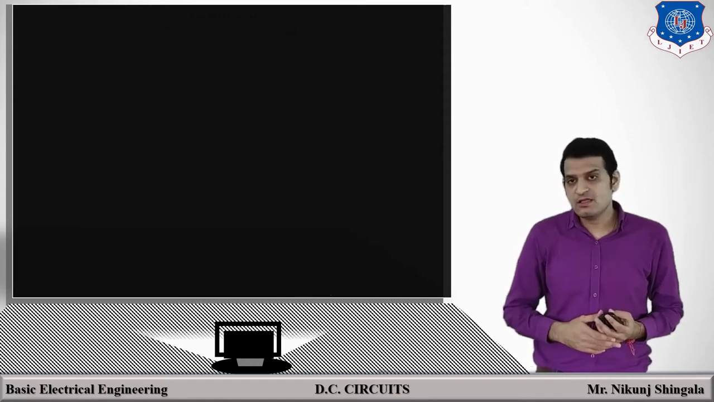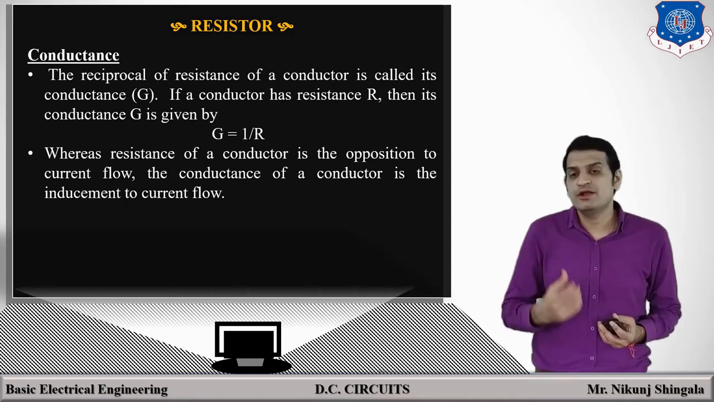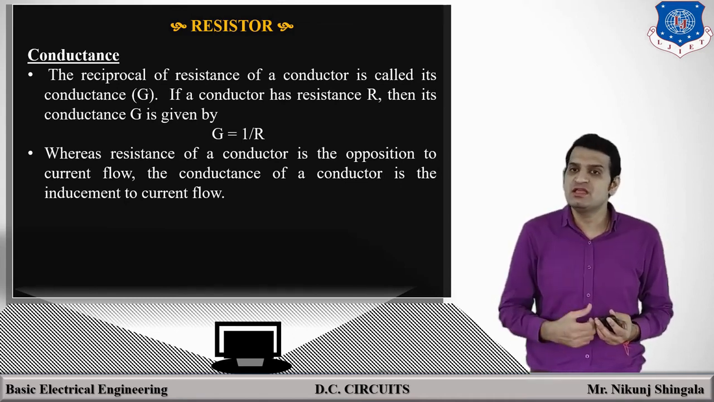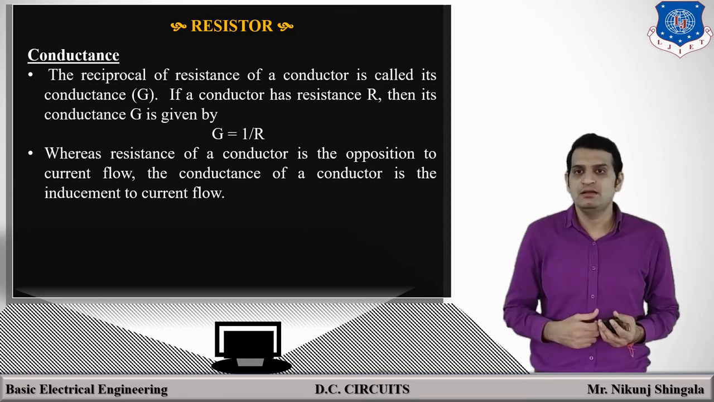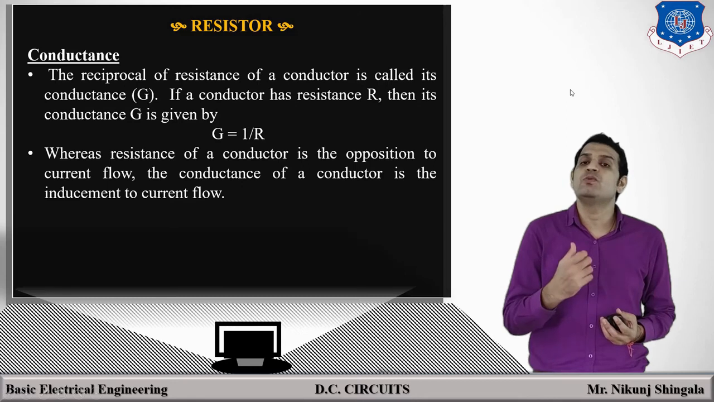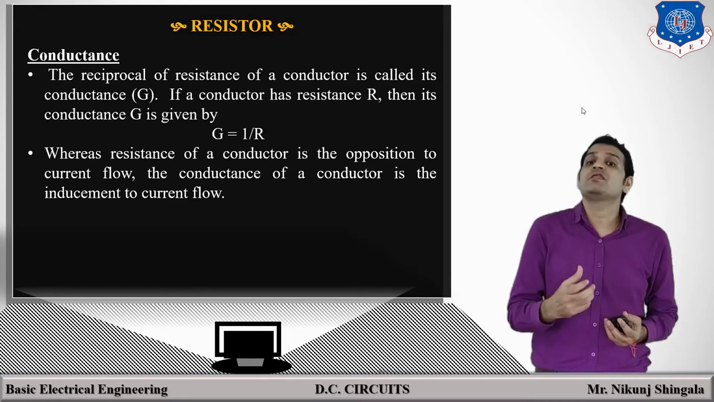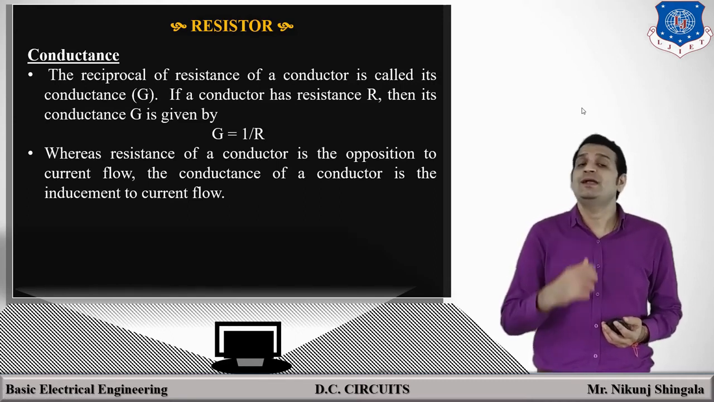Another thing is conductance. The reciprocal of resistance of a conductor is known as conductance, which is denoted by capital G. Resistance is denoted by capital R. So the relationship between resistance and conductance is G is equal to 1 divided by R. Now we know resistance of a conductor is opposition to the current flow. The conductance of a conductor is an inducement to the current.